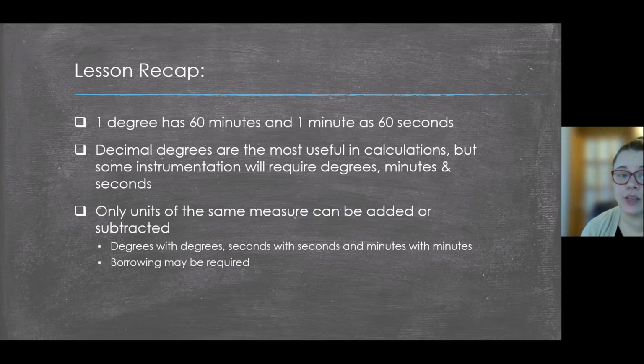So for a quick lesson recap, 1 degree has 60 minutes, 1 minute has 60 seconds. Decimal degrees are most useful in calculation, but some instrumentation will require degrees, minutes, and seconds, so that's the reason we're doing that. And I want you to only subtract units of the same measure. Okay, so you can combine degrees and degrees, seconds and seconds, minutes and minutes, but you can't mix them up, which means that sometimes you will be required to borrow.